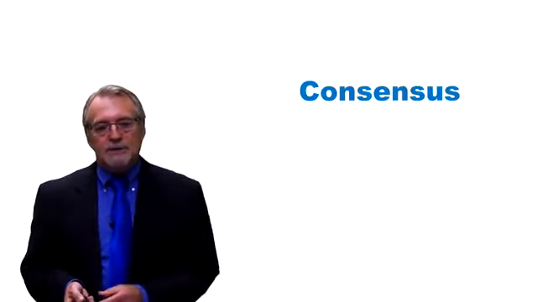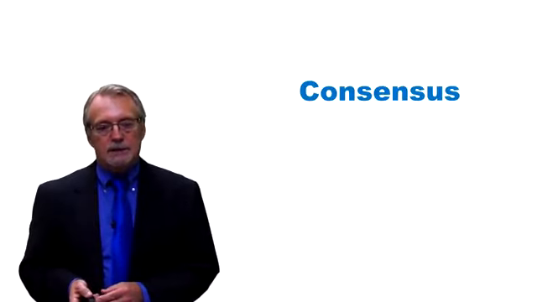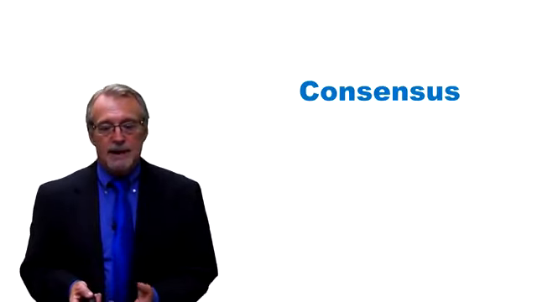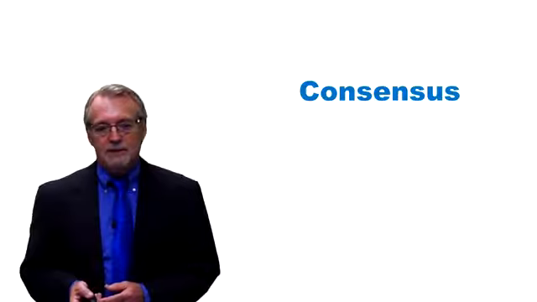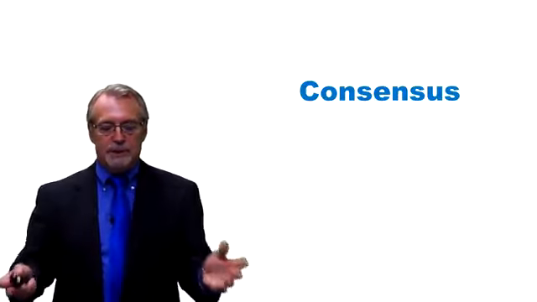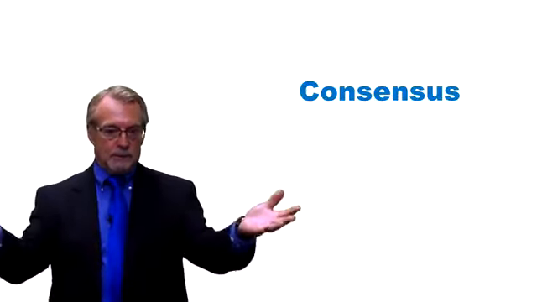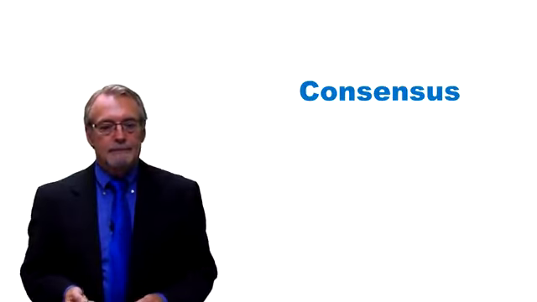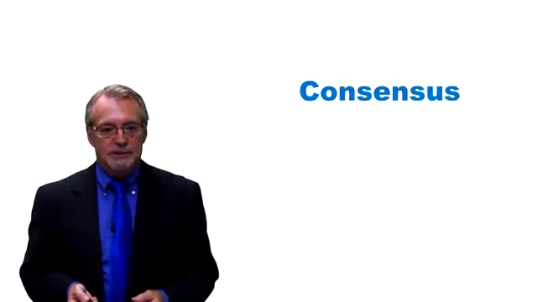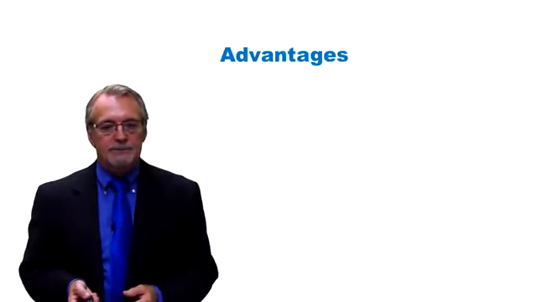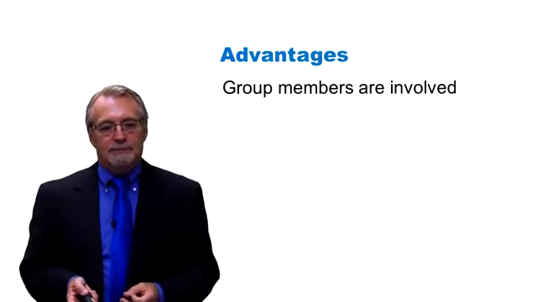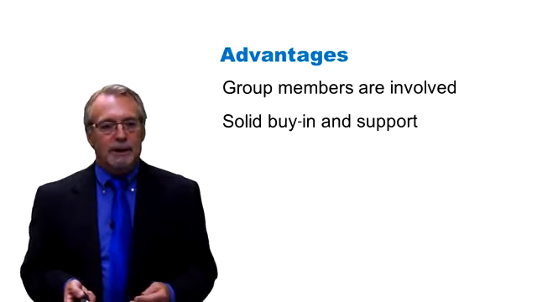Another one that we're going to look at is consensus. And this one could look exactly the same as decision by authority. We have a group of people sitting around a table discussing things and coming up with some sort of solution, some sort of decision along the way. Advantages. Group members are all involved, so we get a lot of good buy-in and support for this.